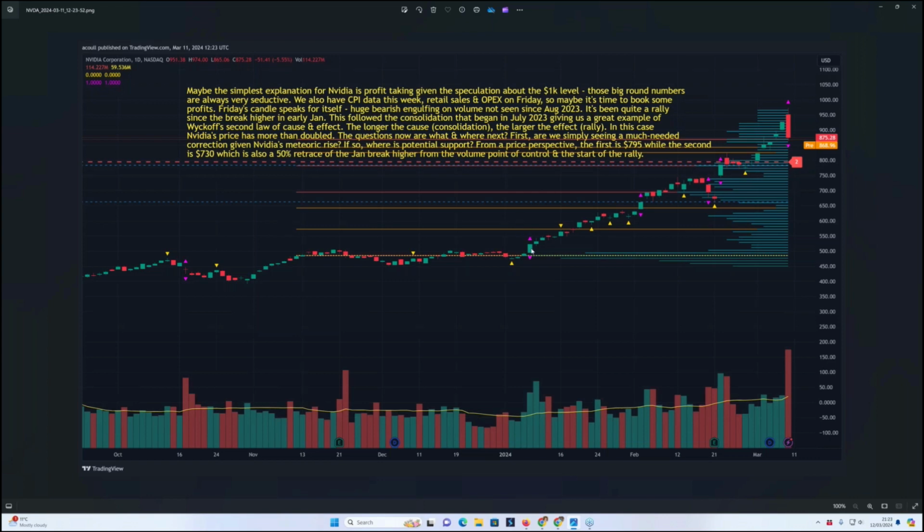This is only January this year. This has been an extraordinary run in anybody's book. It's really, I think, unprecedented. But of course, when you have a day like you see here, where you have this big bearish engulfing candle on big volume, everybody wants to know the reason why.